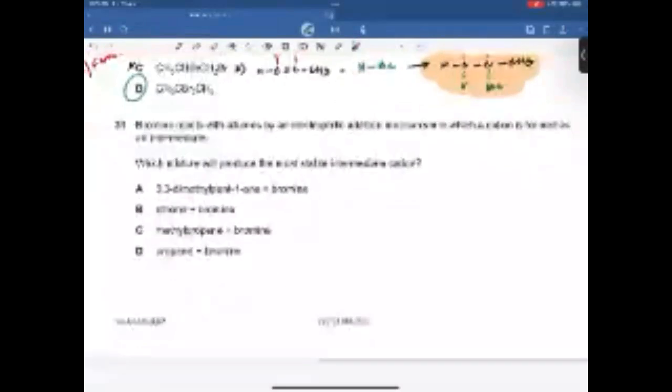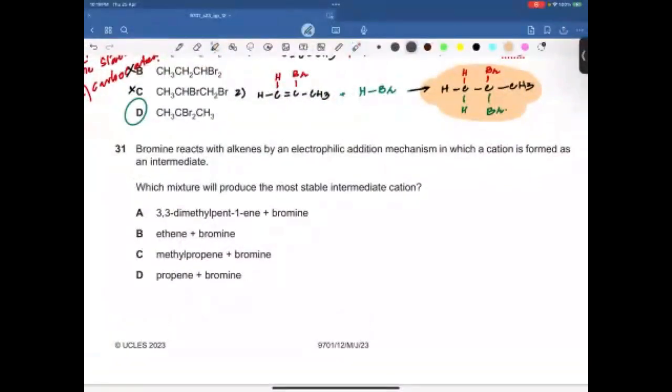All right. So let's start question number 31. In question number 31, bromine reacts with alkene by an electrophilic addition mechanism. We have done this in class. By the way, when alkene undergoes electrophilic addition reaction, obviously intermediate cations are formed, and these intermediate cations serve as an electrophile as an intermediate. Okay, which mixture will produce the most stable intermediate carbocation?